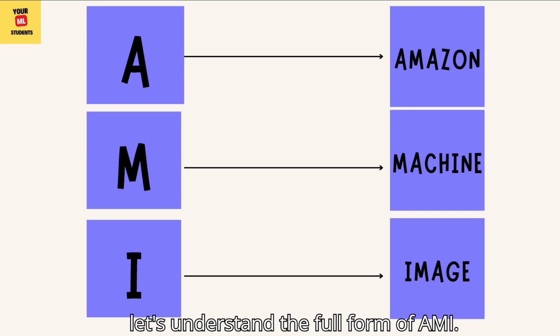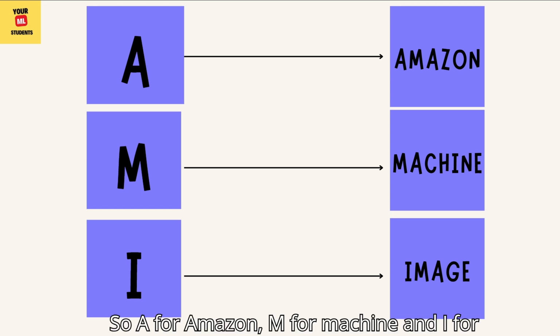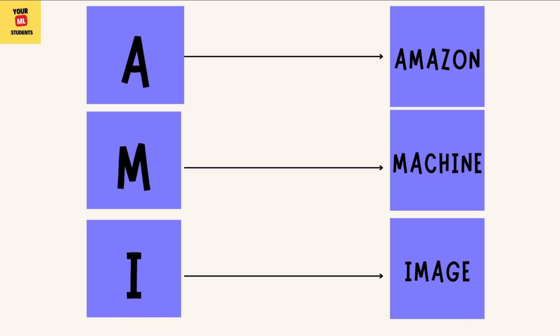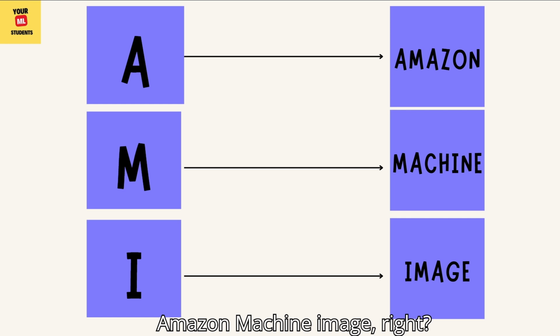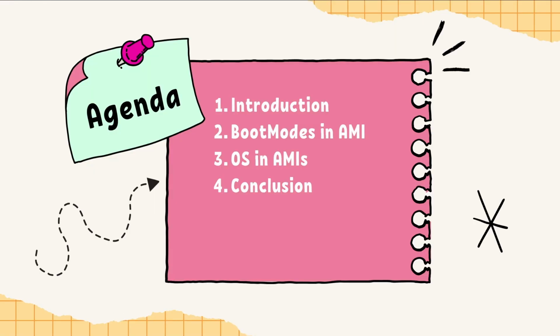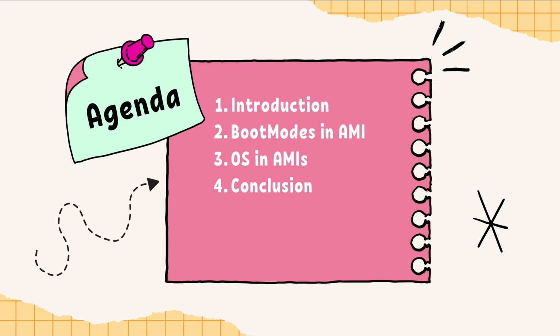So let's understand the full form of AMI. A for Amazon, M for machine, and I for image. So the full form of AMI is Amazon Machine Image, right? Now let us discuss today's agenda. So first we will understand the introduction about AMIs. Then we will understand boot modes in AMIs, OS in AMIs, and the conclusion.